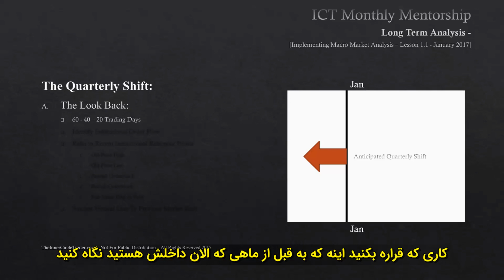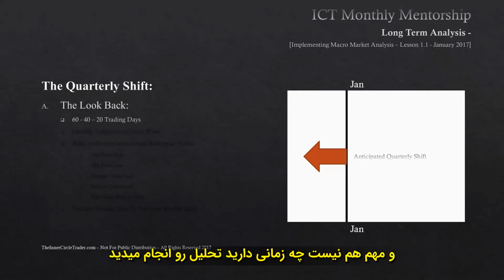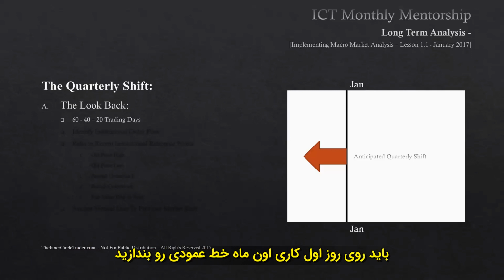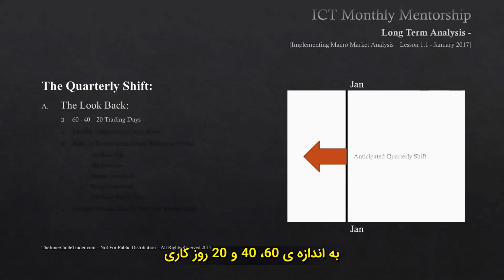What you're going to be doing is looking back from your month of study, wherever that is in time, regardless of when you start your analysis, to the most recent past month. You want to be using the first trading day of that month. Put a vertical line on your chart, and then from that point on, you're going to be looking back to the left of that vertical line: 60 trading days, 40 trading days, and 20 trading days.